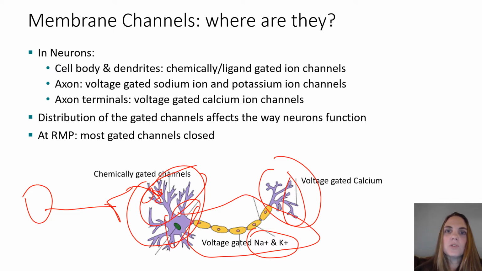So the distribution of these channels affects the way the neurons function. At resting membrane potential, remember most of these gated channels are closed. Once the channels open, the rate of ion movement across the membrane increases, and that changes our membrane potential.